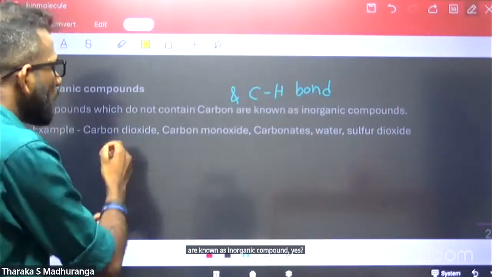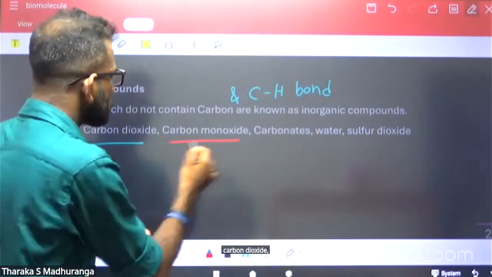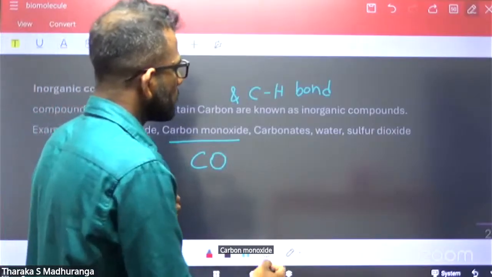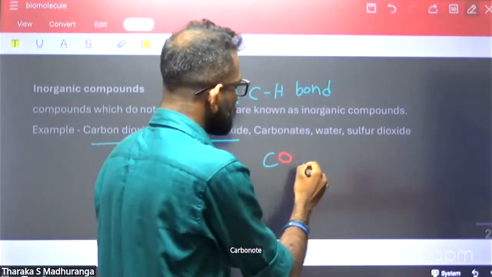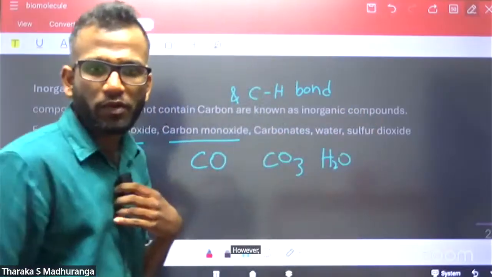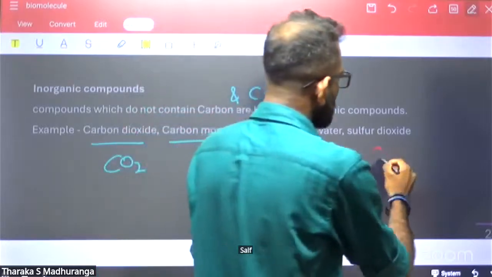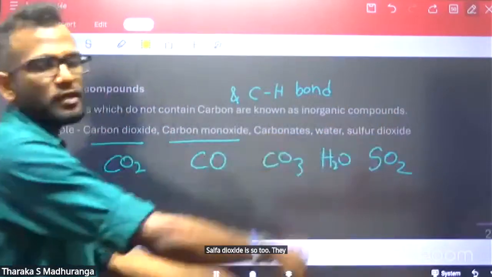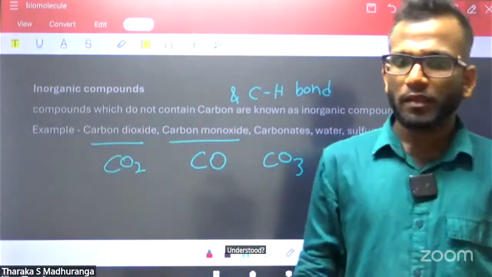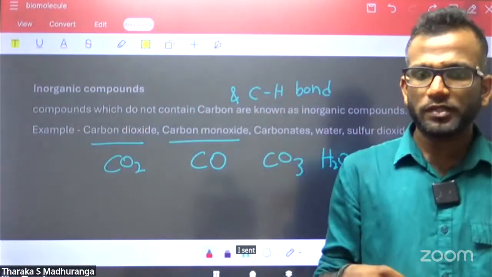Yes, carbon dioxide, carbon monoxide. Carbon dioxide means CO2. Carbon monoxide means CO. Water means H2O. Water doesn't have carbon. Sulfur dioxide, SO2. They are all inorganic compounds. Understood? Raise your hand. Understood?